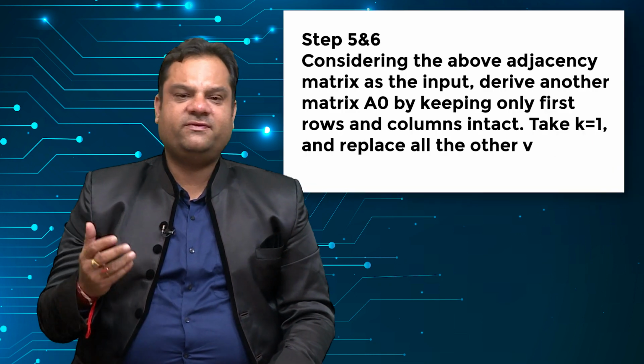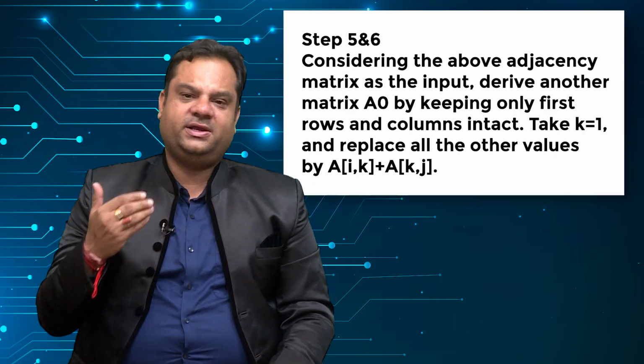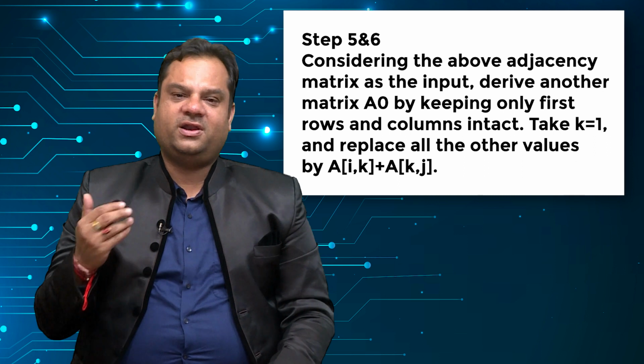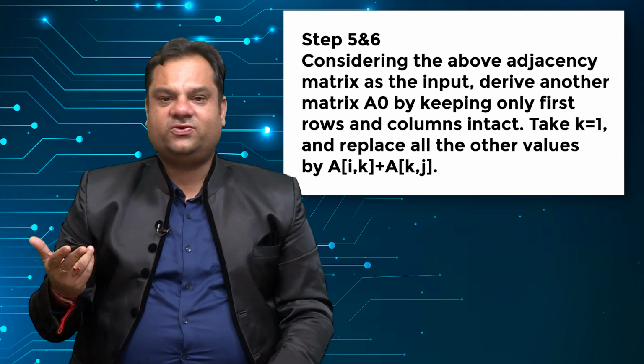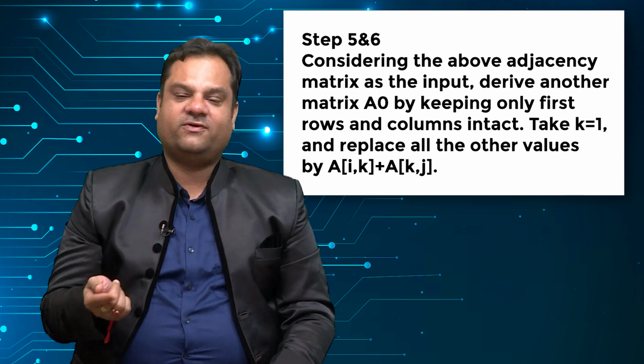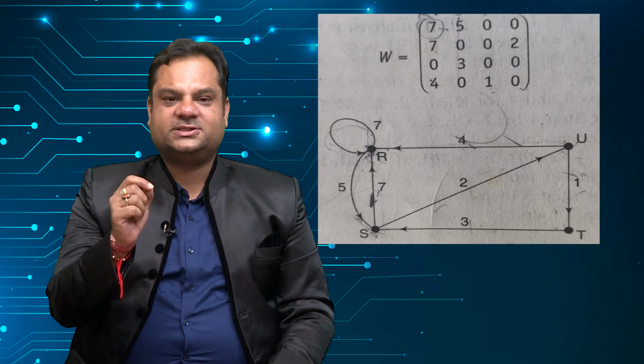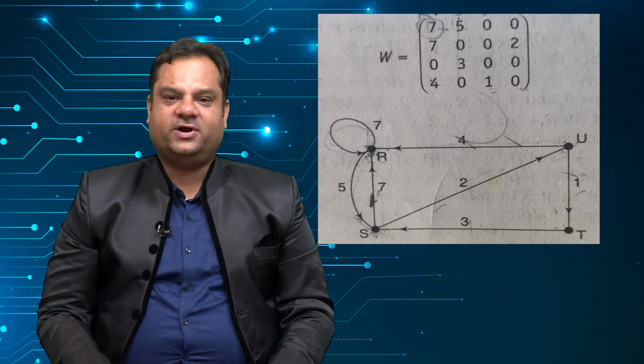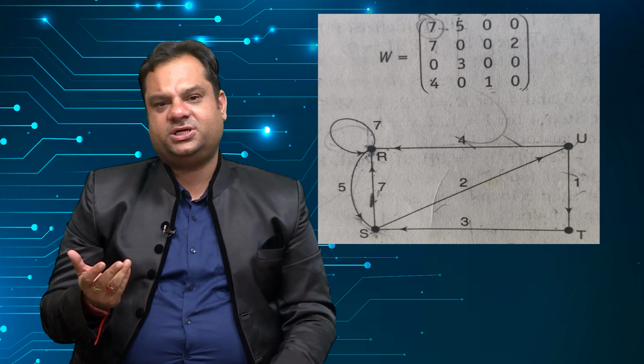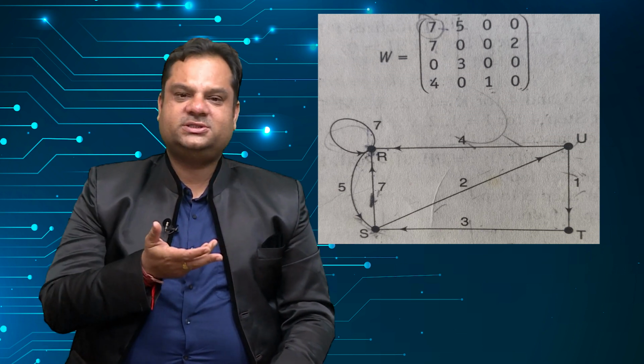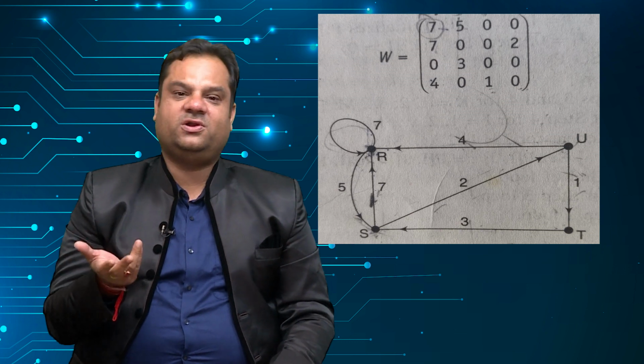In step number 5 and step number 6, we take all the values one by one and finally we reach our final matrix, according to however many vertices are given in the graph. Now, to take a simple example, here we have 4 vertices. So either in a question in university papers, they give you a matrix, or they give you a graph.